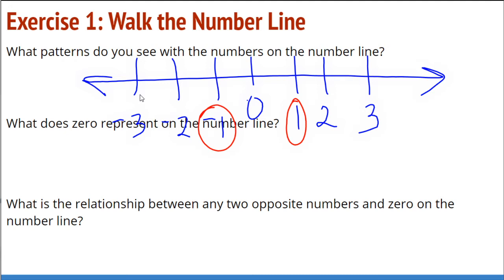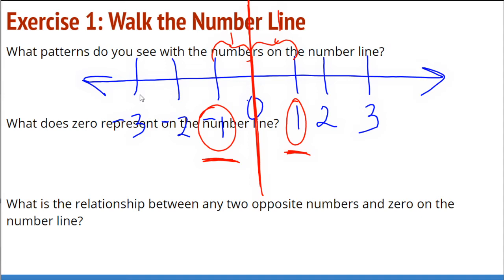There were two things that it took to be opposite numbers. First, they had to be on opposite sides of 0. So this 1 is on the right-hand side of 0, and this -1 is on the left-hand side of 0. So that's the first thing. They're on opposite sides of 0. The second part is that they have to be the same distance from 0. So if I take a look at this 1, it is 1 unit away from 0. If I look at the -1, it is also 1 unit from 0.